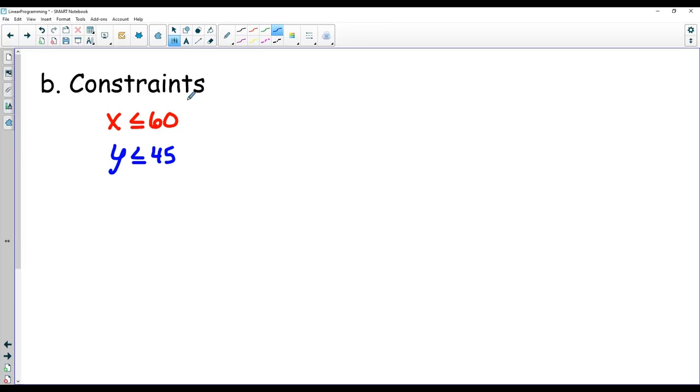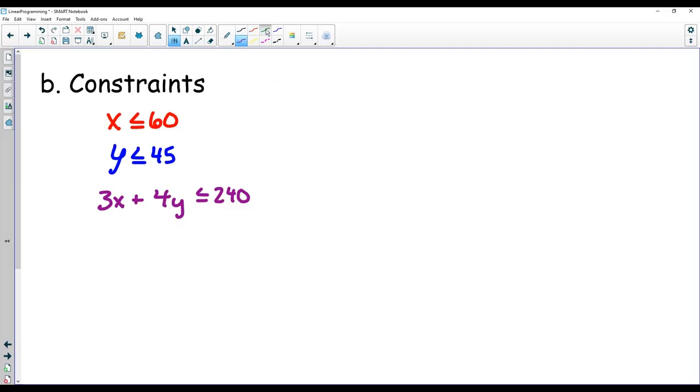The next one we have is the information about the hours. We know that we have 3 hours dedicated to each hockey skate. We know we have 4 hours dedicated to each figure skate. And we know that we can't spend more than the 240 hours that we have total.